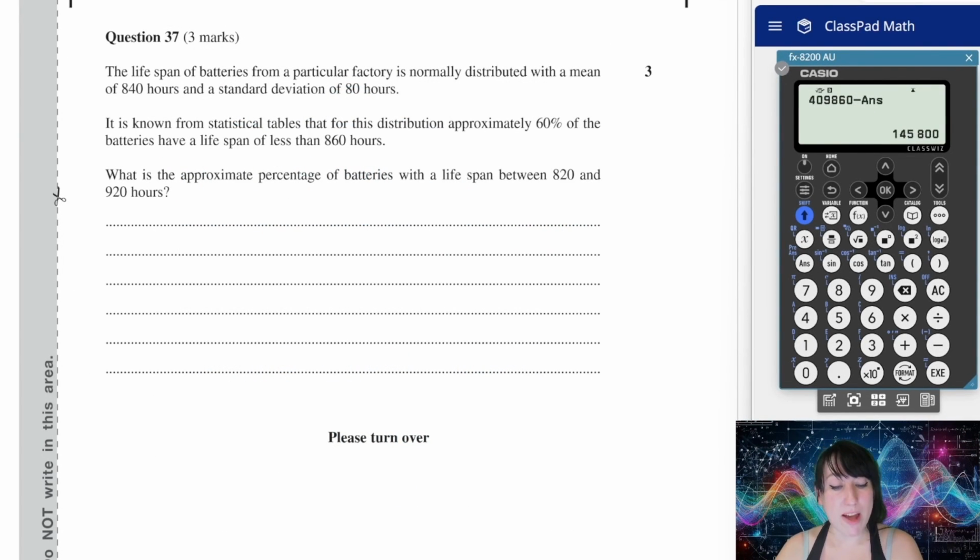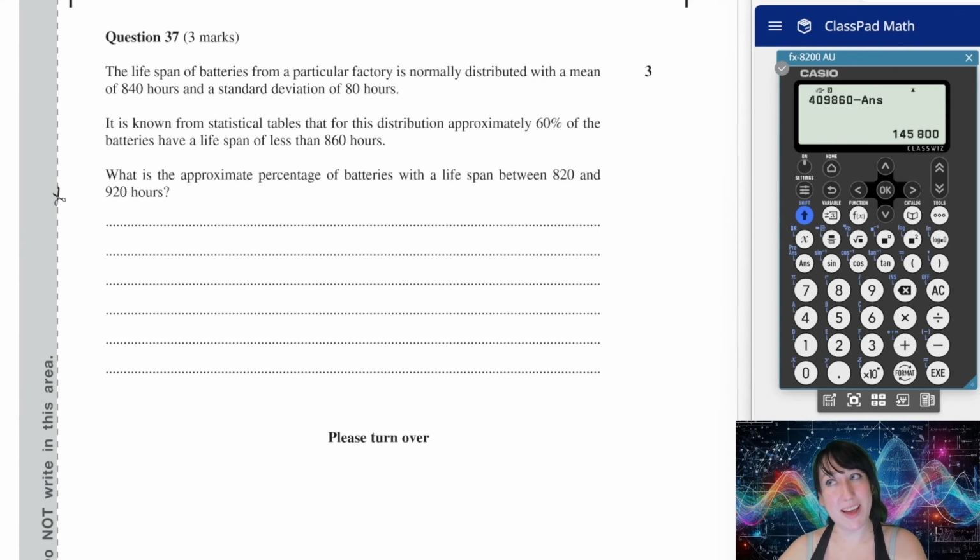Question 37. The lifespan of batteries from a particular factory is normally distributed with a mean of 840 hours and a standard deviation of 80 hours. It is known from statistical tables that for the distribution, approximately 60% of the batteries have a lifespan of less than 860 hours. What is the approximate percentage of batteries with a lifespan between 820 and 920 hours?